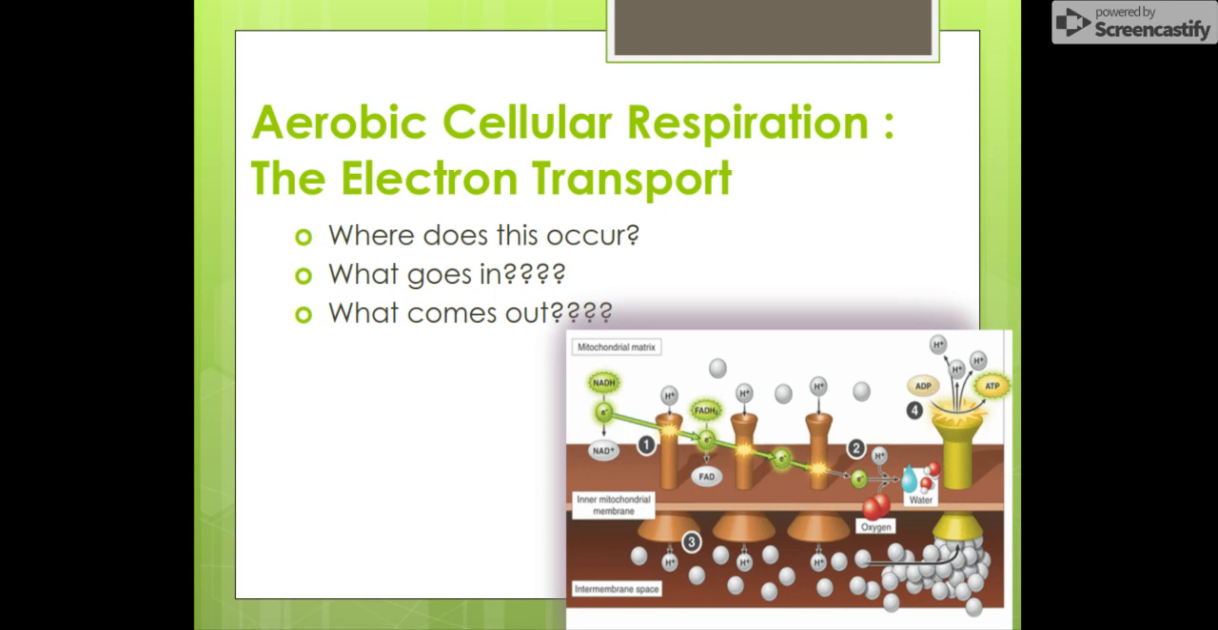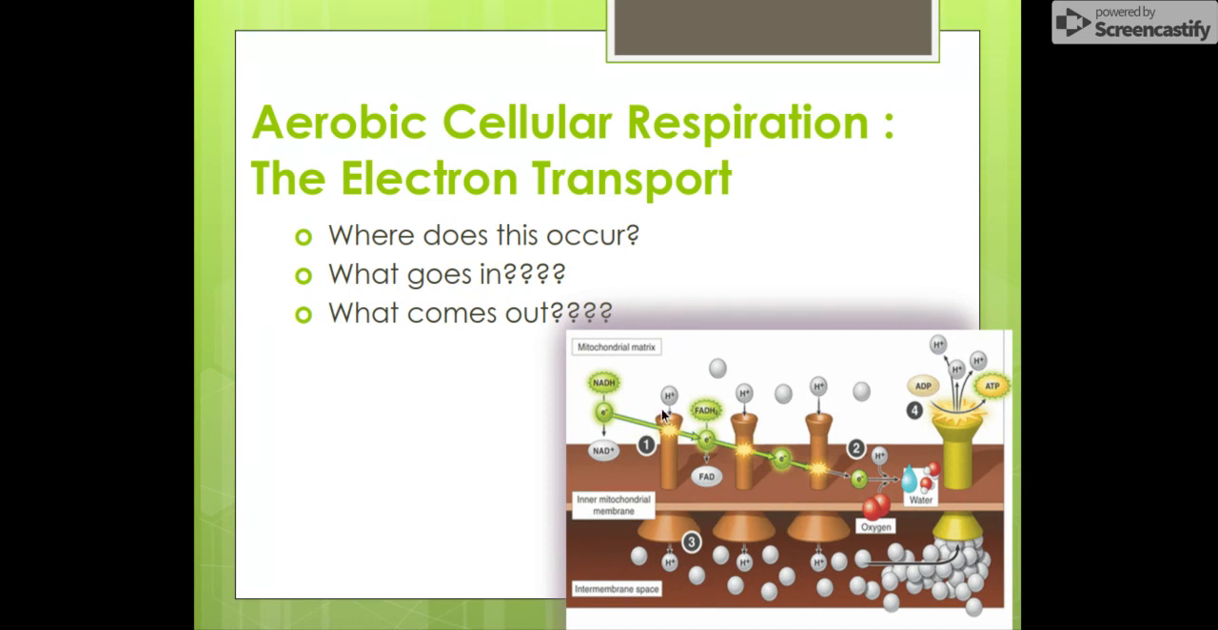All right, so we left off here with this electron transport chain, again happening in the inner membrane of the mitochondria. And this is where we're taking all of those NADH and FADH2 from both glycolysis and the Krebs cycle, and we're bringing those hydrogen ions and those electrons here to the electron transport chain.